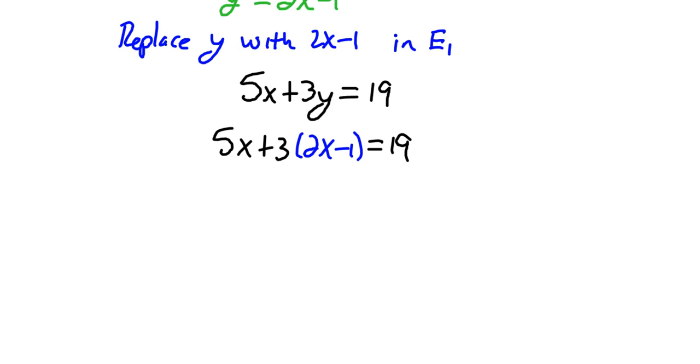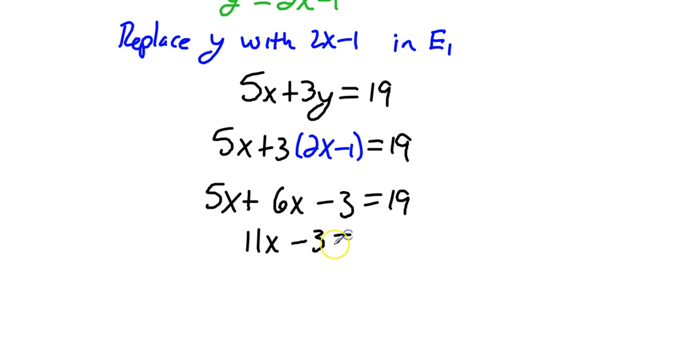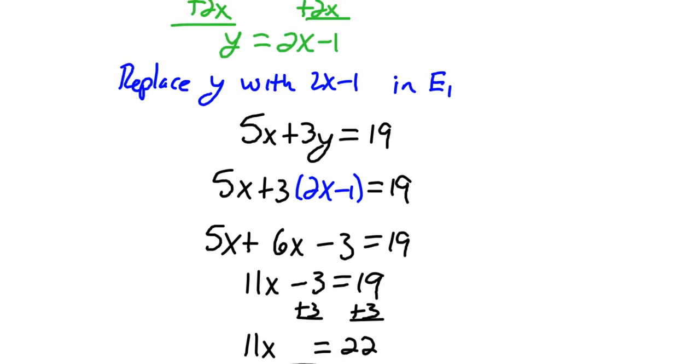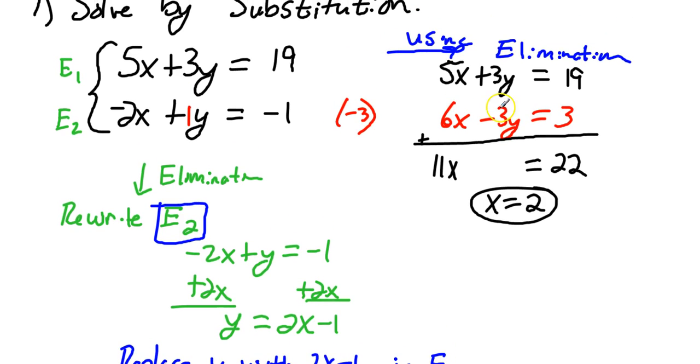Okay, so do a little distributive property. You've got 3 times 2x for 6x, 3 times negative 1 for negative 3, still equal to 19. Add these two together to get 11x. Add the 3 to both sides, and divide. And finally, all those steps later, we've got the 2 that we got over here, where we had an answer in 2 steps.